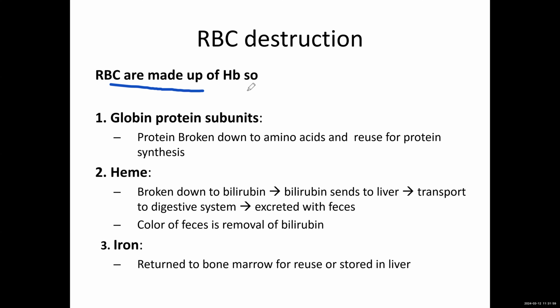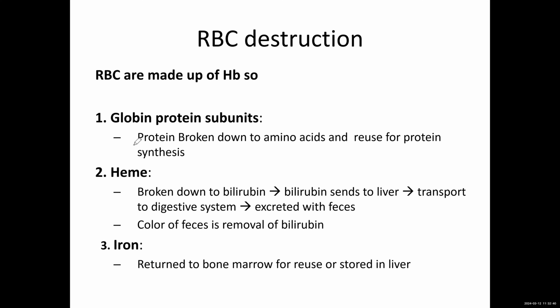So we already said that RBCs, red blood cells, are cells. They're not really normal cells because they're missing important organelles like the nucleus and mitochondria. So we call them formed elements. And mostly they're made of hemoglobin. And hemoglobin, we just discussed it, is made of 3 parts: globin, protein subunits, heme, which is a pigment, and iron.